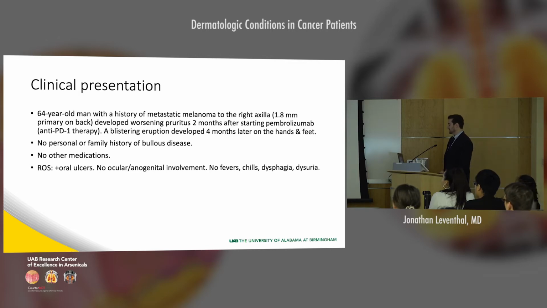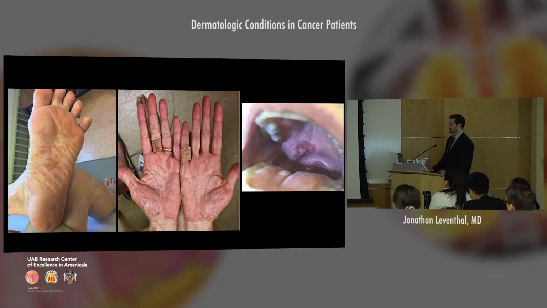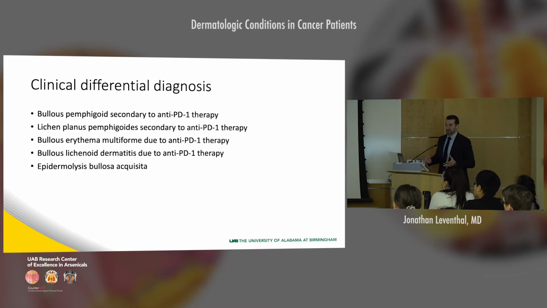He had no personal or family history of bullous disease and was on no other new medications. On review of systems, he also had involvement of his oral mucosa, but the rest of his mucosal surfaces were clear. So on examination, on his hands and his feet, he had localized inflammatory tense vesicles and bullae, a very dyshidrosiform presentation. And the upper hard palate had a painful ulceration as well. So based on the presentation, we considered bullous pemphigoid secondary to anti-PD-1 therapy. We also considered other conditions that we've seen, such as lichen planus pemphigoides overlap with anti-PD-1 therapy, bullous erythema multiforme, bullous lichenoid dermatitis, and EBA.